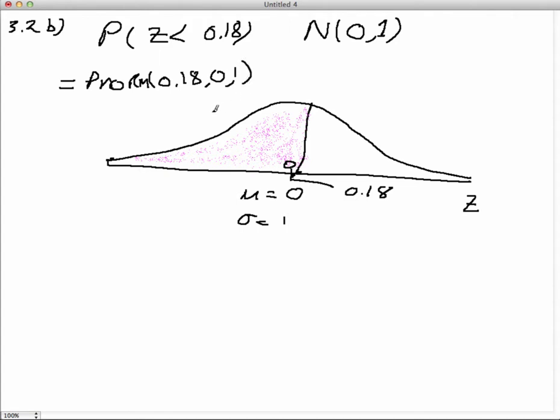I'll be honest with you, if you leave off that 0 and 1, those are default values, and R will give you the calculation without doing that. But my advice to you is just get in the habit of always putting the mean and the standard deviation in there, and you won't forget to do it when you need to. Okay, so let's go back to RStudio.